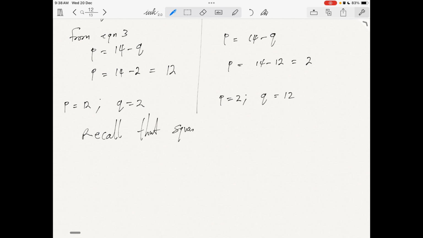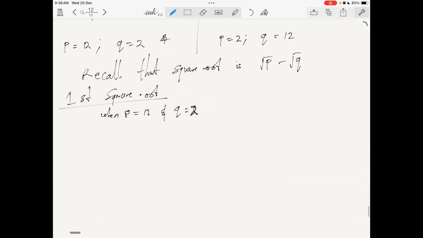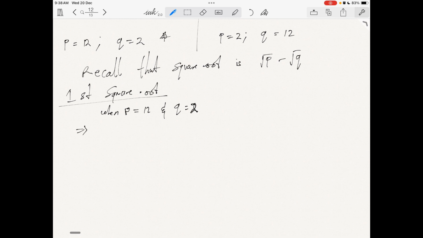square roots. Okay, is root P minus root Q. Okay, so let's consider the first square root. That is when P is equal to 12 and Q is equal to 2. So we're taking this one first. So we have root P minus root Q, and that will give us root 12 minus root 2.